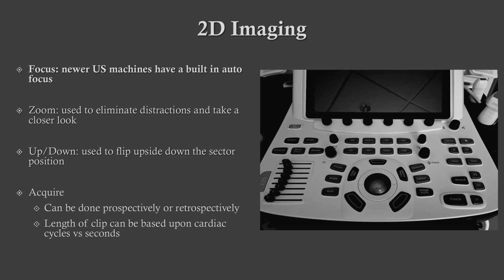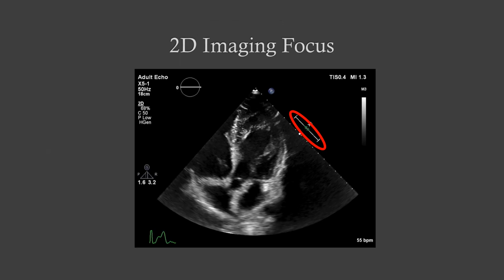Focus is another important knob to pay attention to on the older versions of ultrasound systems. Newer ultrasound machines, like this particular one that I'm showing you, have a built-in autofocus. You don't need to worry about it. This is a frozen image of an adult orientation of apical 5 chambers that displays the focus position on this image. It's where the image is most clear.